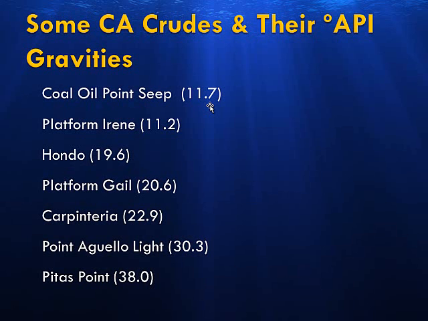These are some examples of API gravities for California oils. Some of them are pretty close to 10, so they're not going to float real high in the water, but some of them are relatively high API gravities. But all of these are floaters.